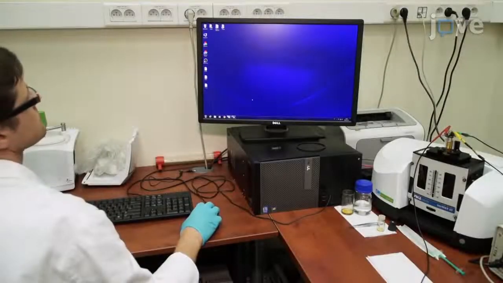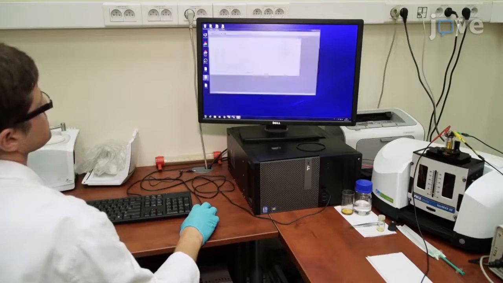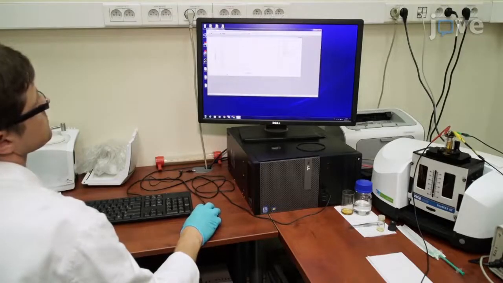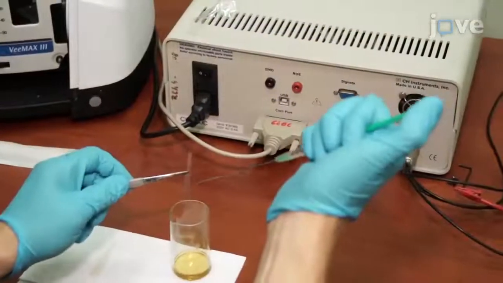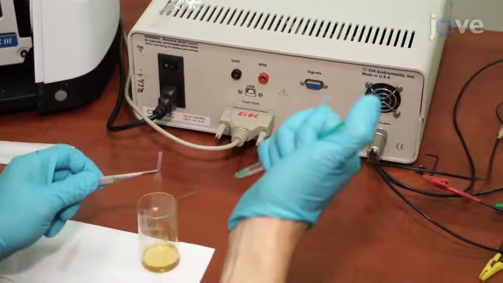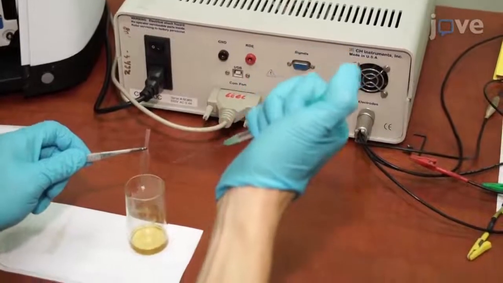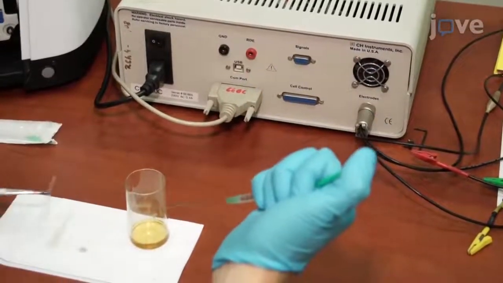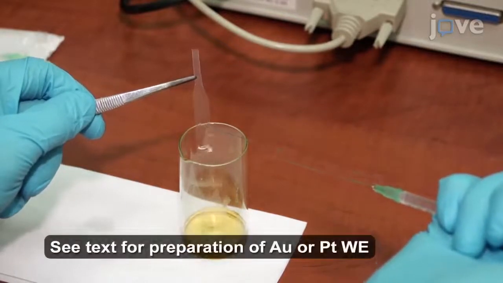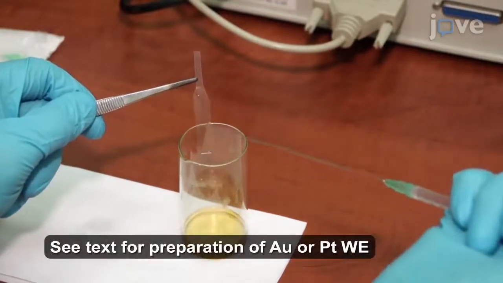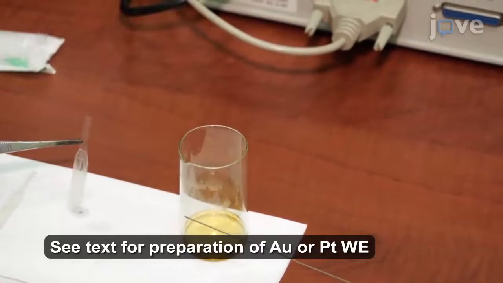Prior to performing spectroelectrochemical studies, use cyclic voltammetry to determine the potential ranges of the redox processes of interest. To begin the procedure, rinse an indium tin oxide-coated quartz working electrode with deionized water. Sonicate the quartz ITO electrode in acetone and isopropyl alcohol in sequence for 15 minutes each.